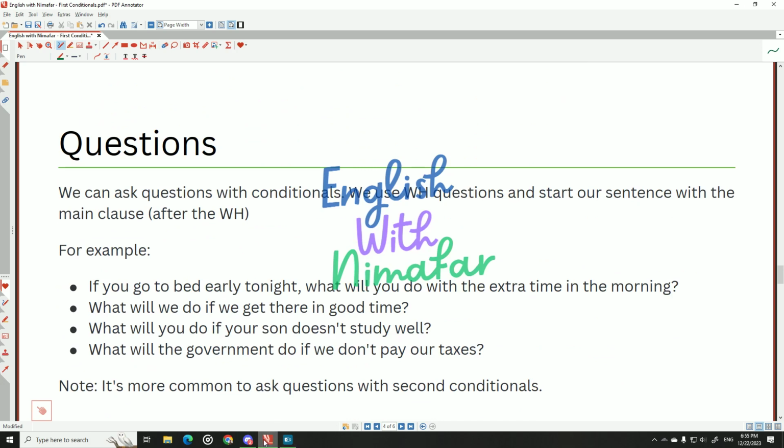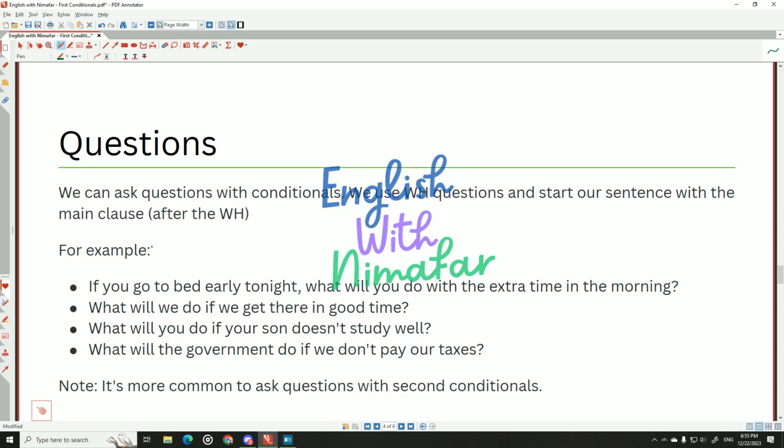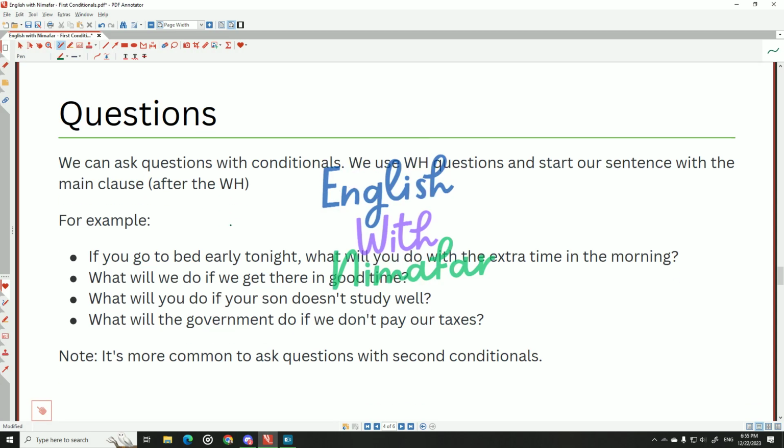Questions, okay, we have only two pages here. Any questions, guys? Any questions you have? You can ask questions, okay? You should use the main clause to ask, technically, but you can also use the if clause.